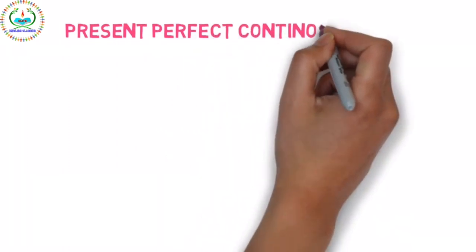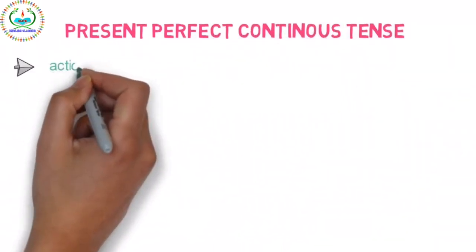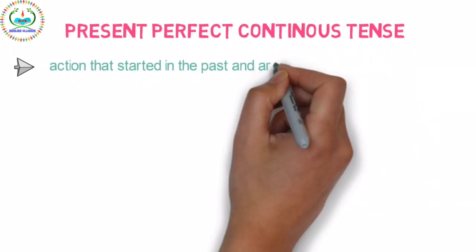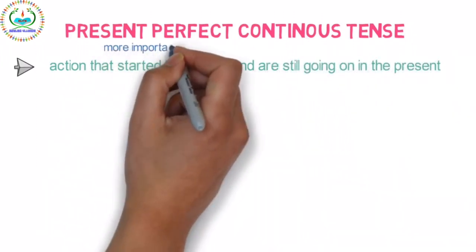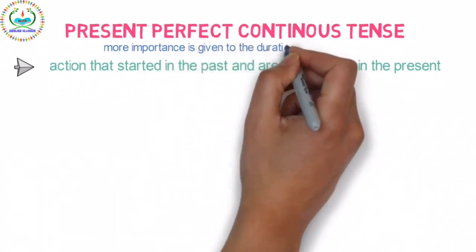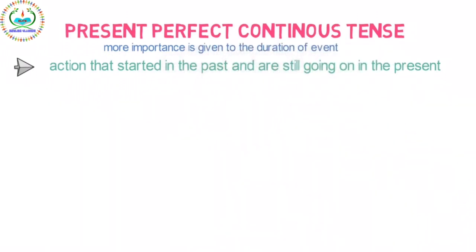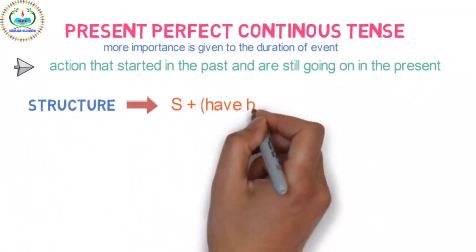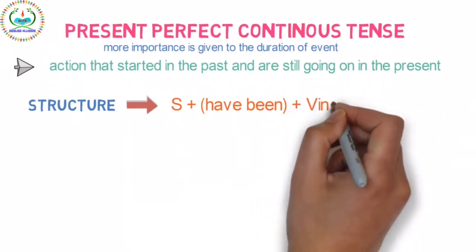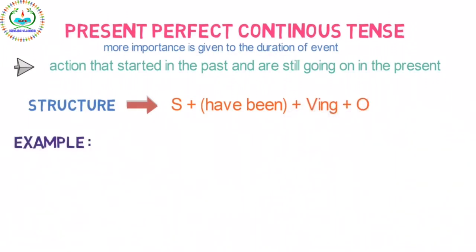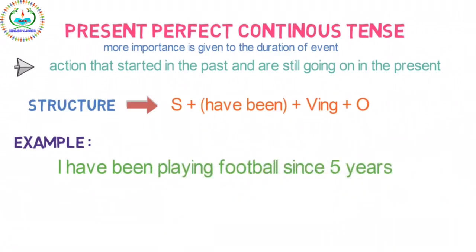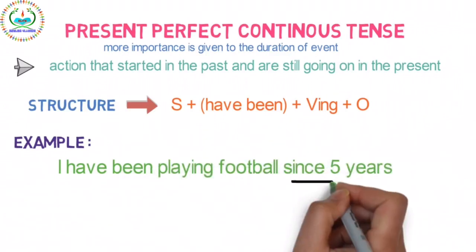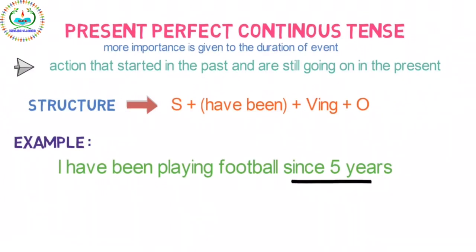Present perfect continuous tense. It refers to an action that started in the past and is still going on in the present. Here, more importance is given to the duration of the event that happened. Structure of it is subject plus have been plus verb's ing form plus object. Example of it include I have been playing football since 5 years. Here, more importance is given to an event's start time.